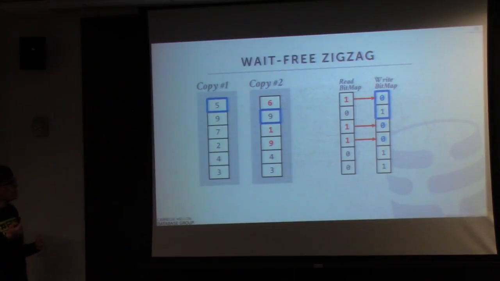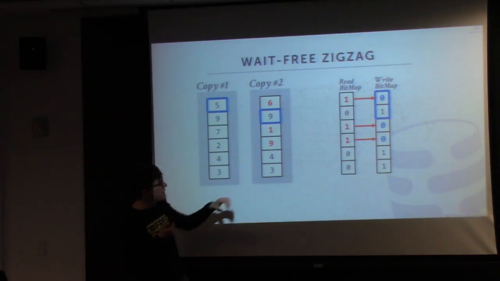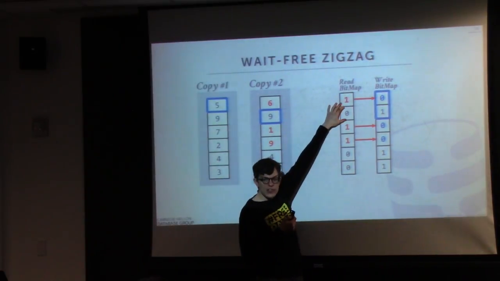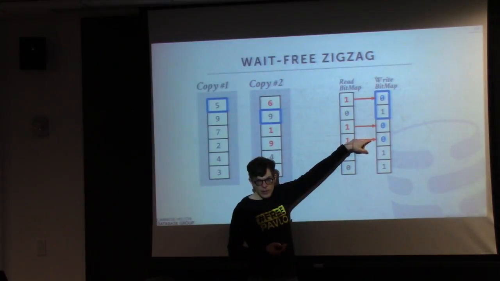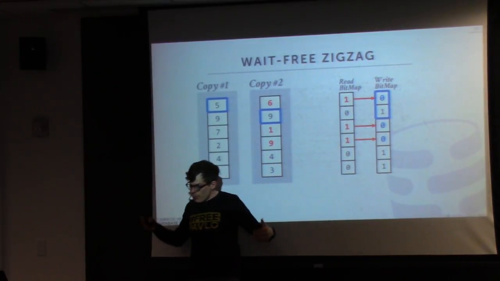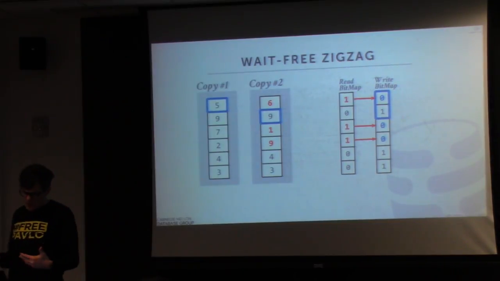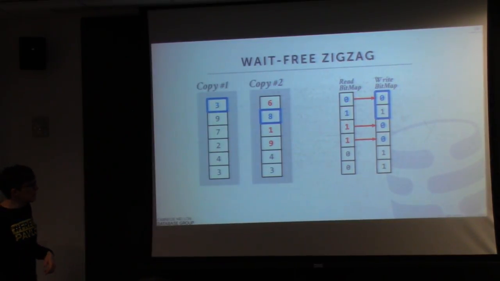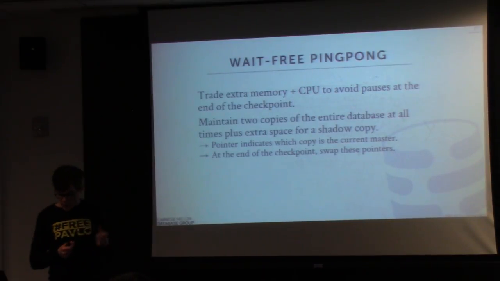All right, so some of the deficiencies in this approach are you have to do this propagation of changes in the read bitmap into the write bitmap. You want to do that atomically, right? And then you have to reset everything every single time you restart a new checkpoint. So these are some of the deficiencies you have in the wait-free zigzag that they're going to try to overcome in the wait-free ping-pong approach.